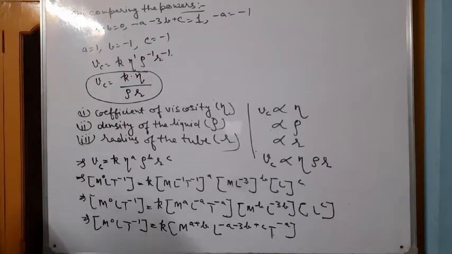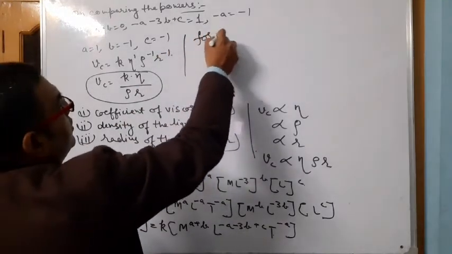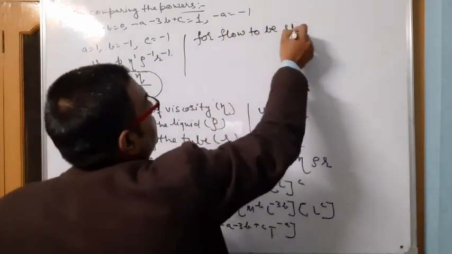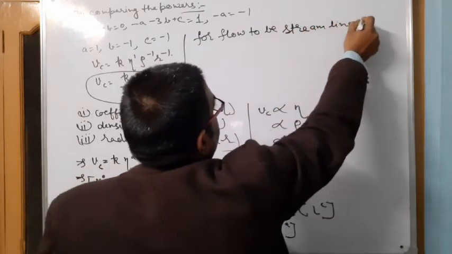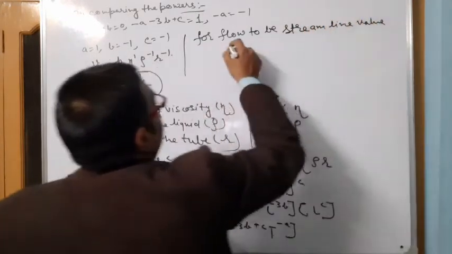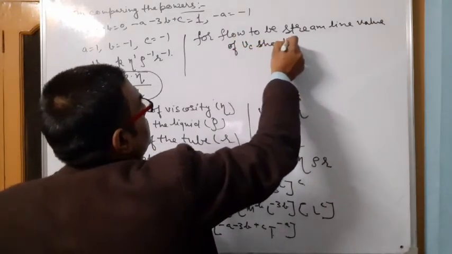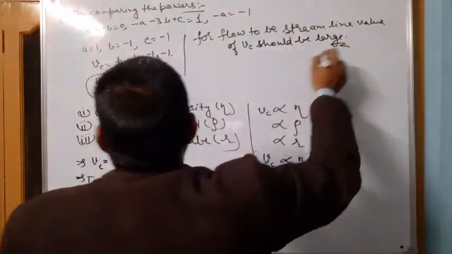So for the flow to be streamlined, the value of Vc should be large.